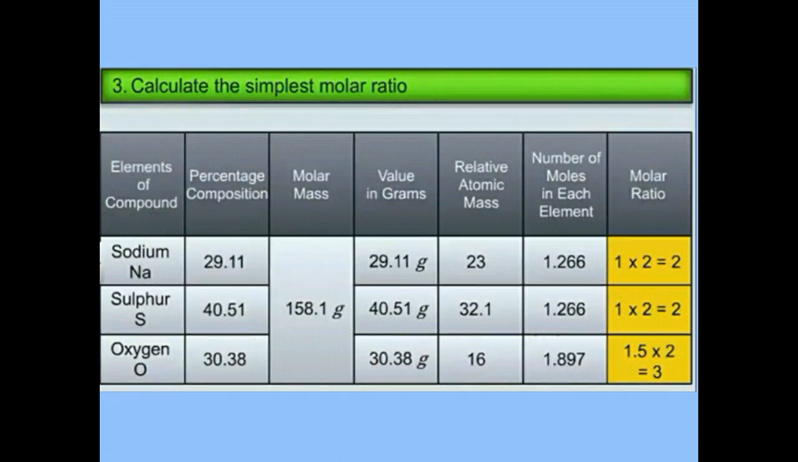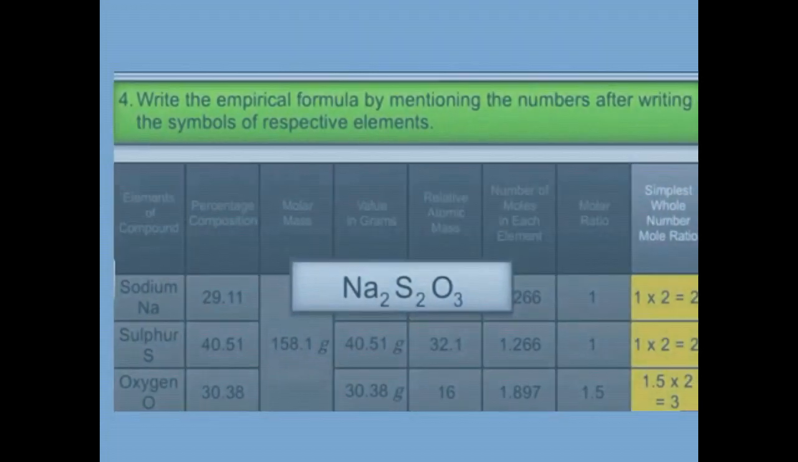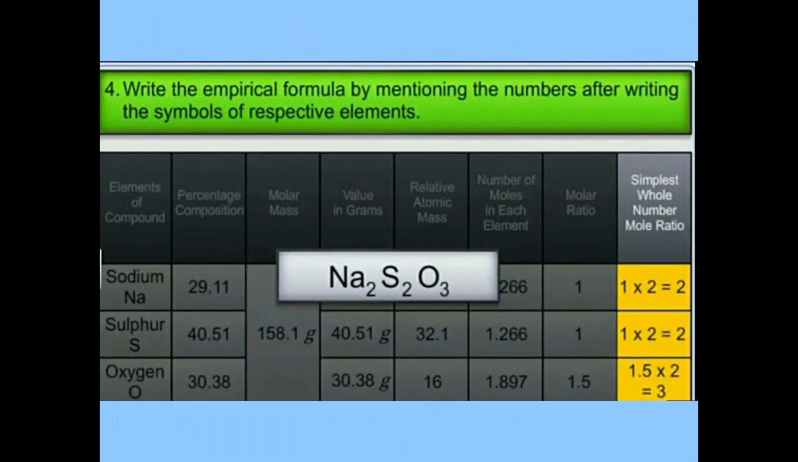Now what we have to do is very simple. Whatever ratio we have got, we will write that ratio with the elements. The ratio we got for sodium was 2, so we will write Na2. For sulfur the ratio was 2, so S2. And the ratio for oxygen was 3, so O3. It means the simplest whole number ratio between sodium, sulfur and oxygen in the compound is 2:2:3. And what we have said, the empirical formula contains the simplest whole number ratio of all the elements present in any particular compound.